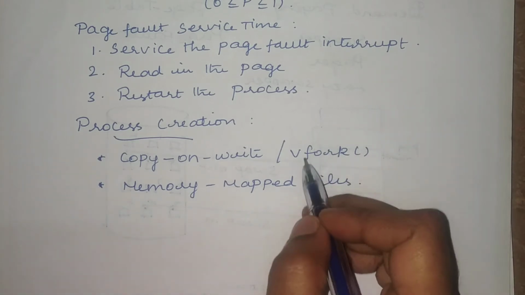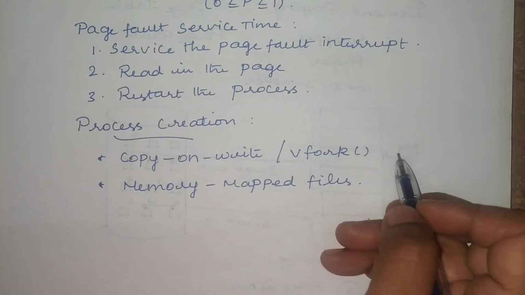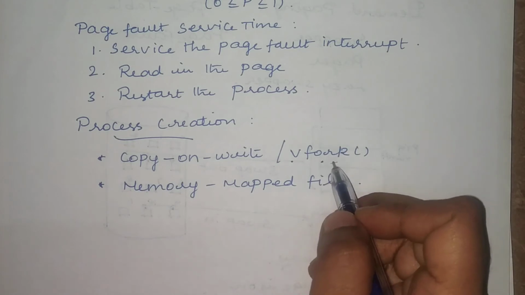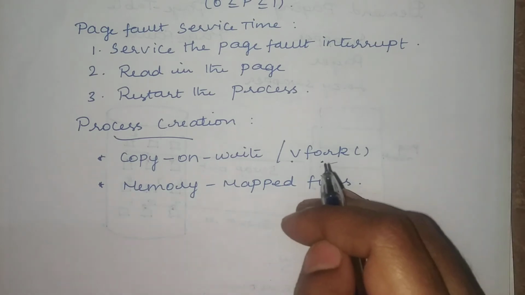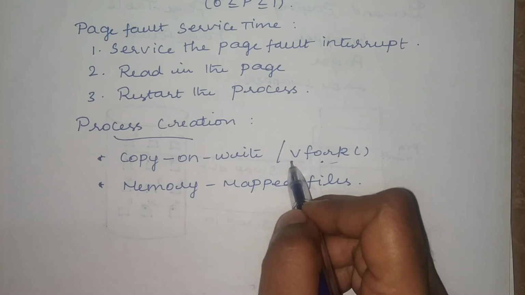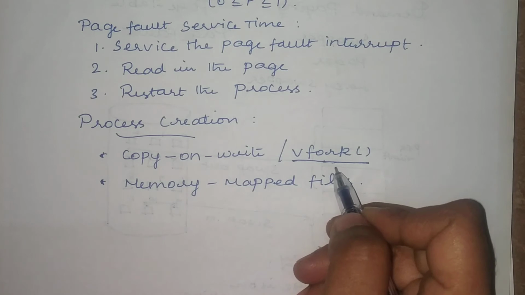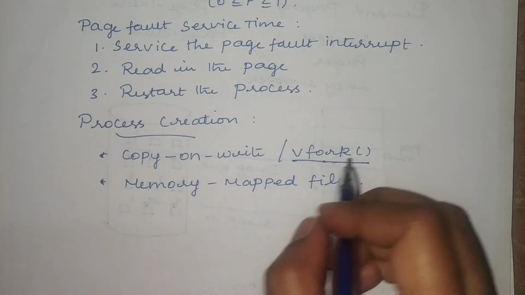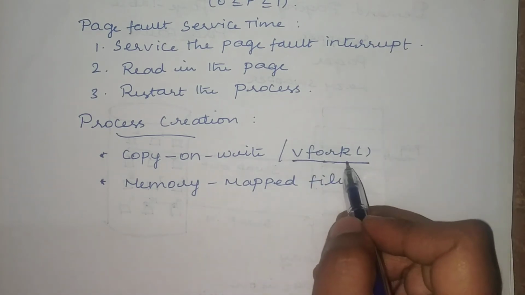And virtual memory will also use a particular system call whenever it is creating a process, which is nothing but vfork. So fork is the system call normally used by any process in a normal memory management scheme. But if you're going with a virtual memory concept, it will use the system call vfork. V for virtual. So the virtual fork system call will be used if a child process is created.